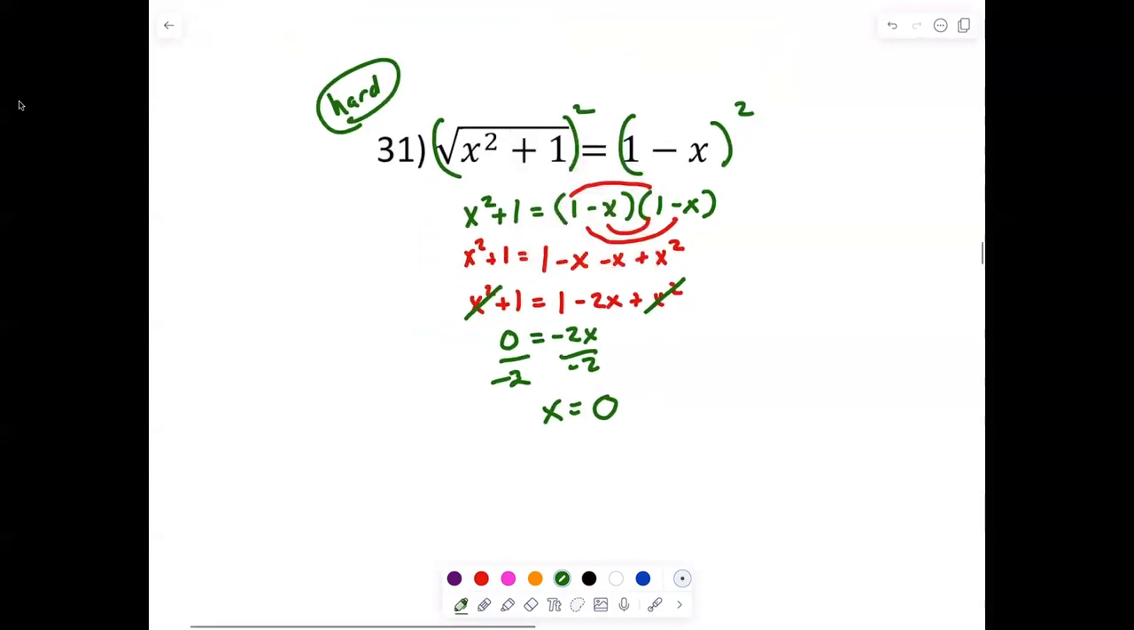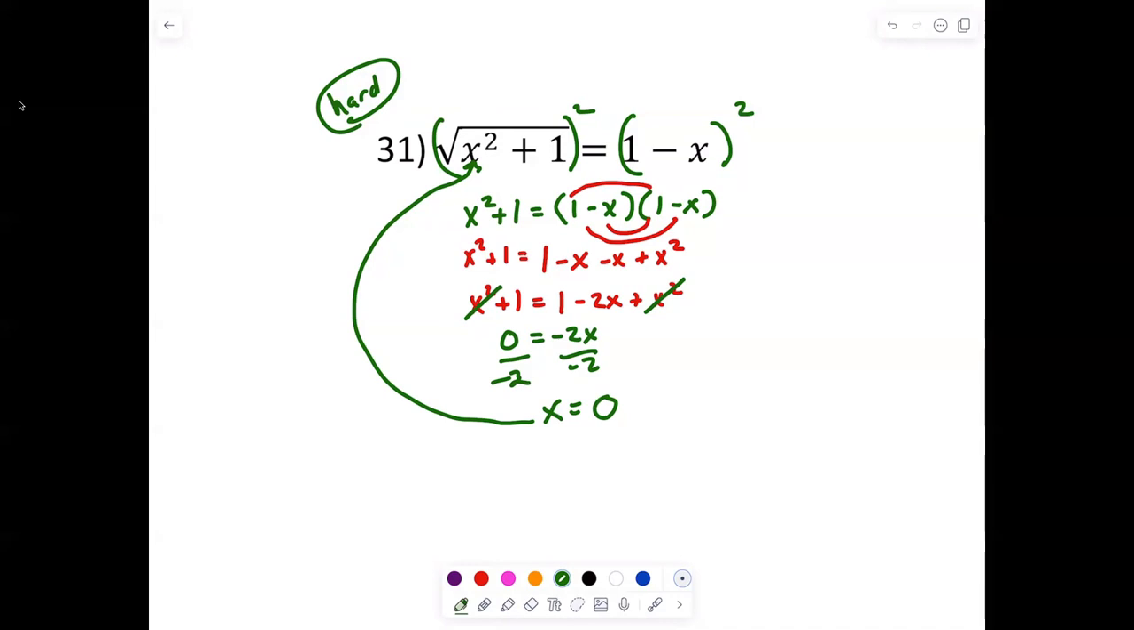All right, now how do I know I'm right? Look up here. If I plug 0 in here, what's 0 squared plus 1? Square root of 1, 1. And what's 1 minus 0? There you have it. Very easy. Anybody have any questions? Yes, good for you.